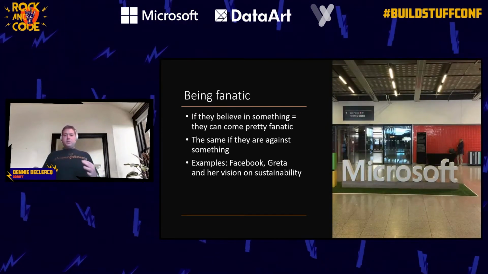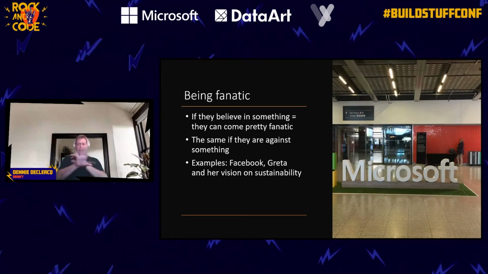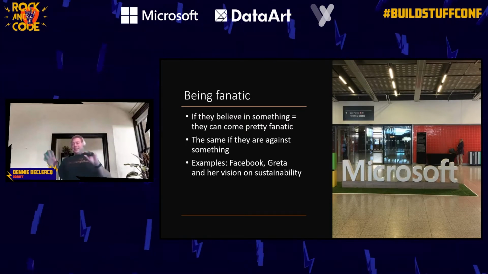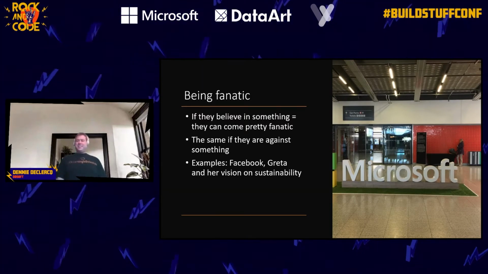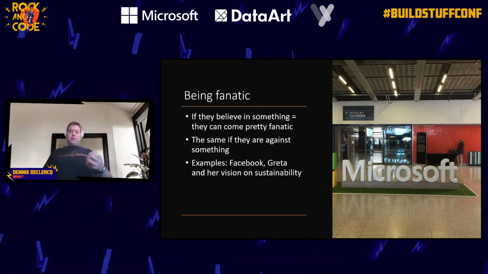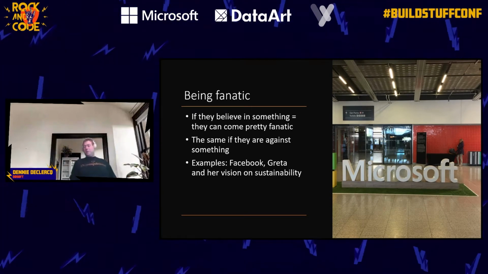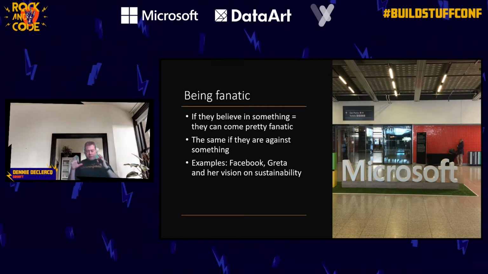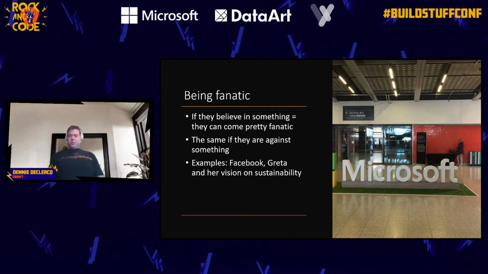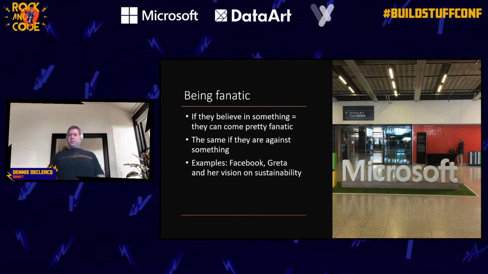The average person with autism is pretty fanatic. If they believe in something, they want everybody to see it like this. Otherwise, if they are against something, you really shouldn't use it. They say it to everyone. Some examples, not tech or half tech: pro Facebook, against Facebook. I really know some people with autism who really don't use Facebook, and even if they need it, they really don't use it. Or another non-tech example, Greta Thunberg and her vision on sustainability.